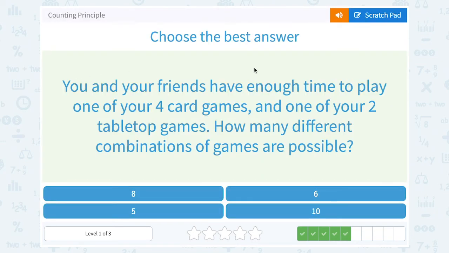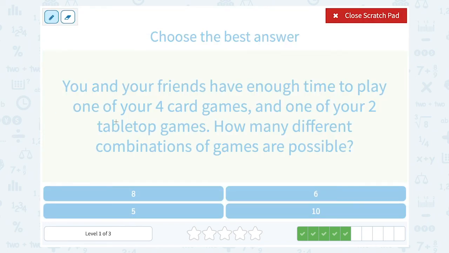You and your friends have enough time to play one of your 4 card games, one of your 2 tabletop games. How many different combinations of games are possible? Okay, well, don't let the you and one of your friends mess you up. The combinations we're talking about, we have 4 card games and 2 tabletop games. So if we're finding the combination of games, we're going to multiply that together. 4 times 2 means there's 8 different game combinations that you could choose to play.